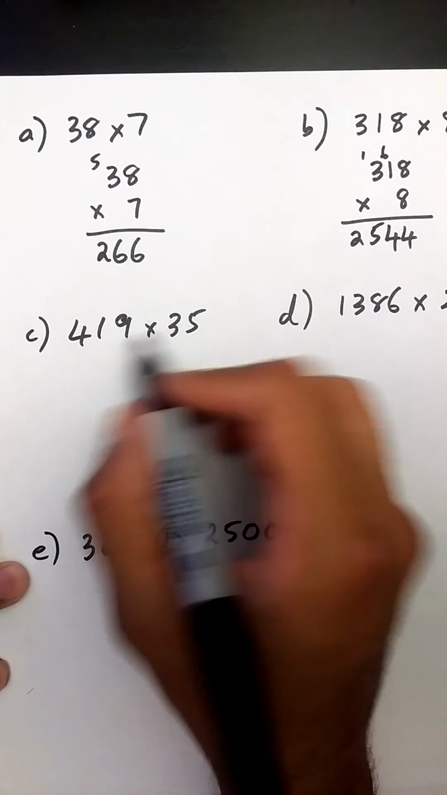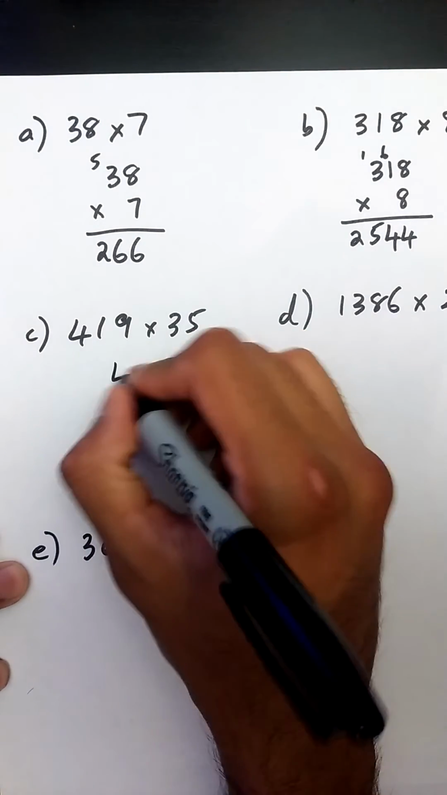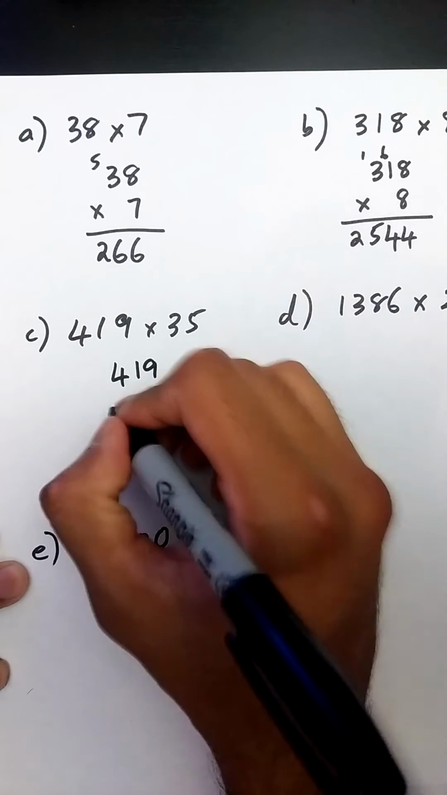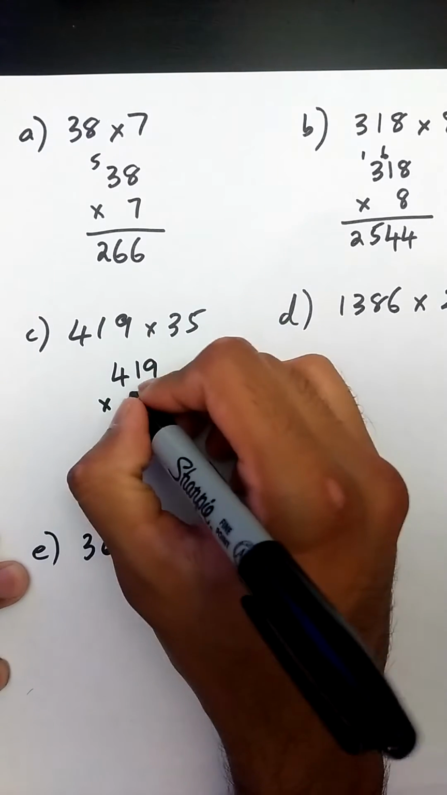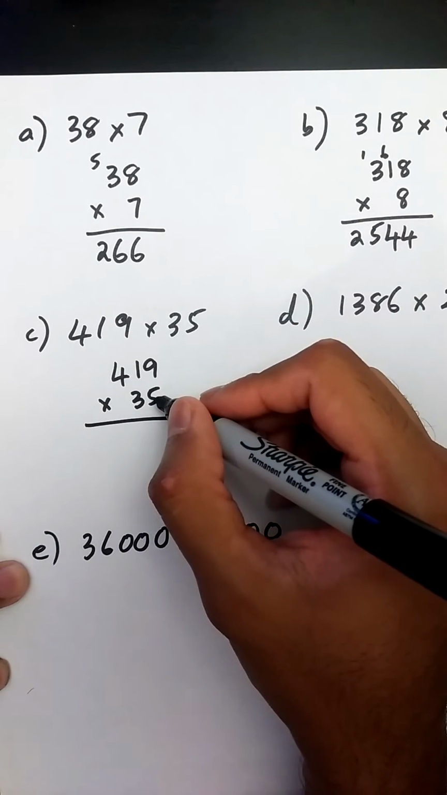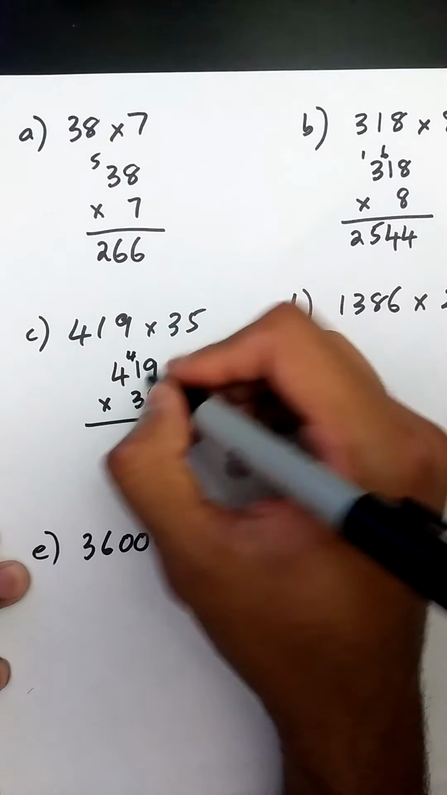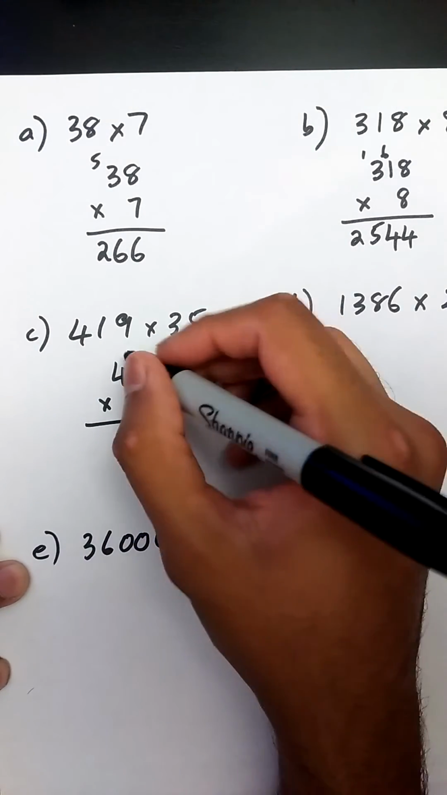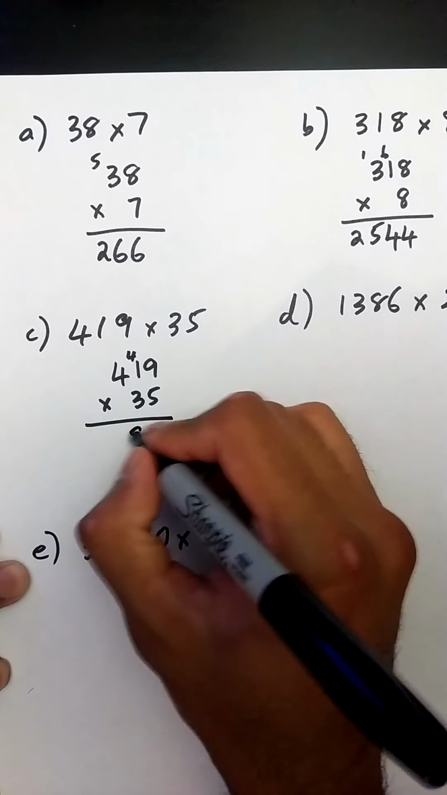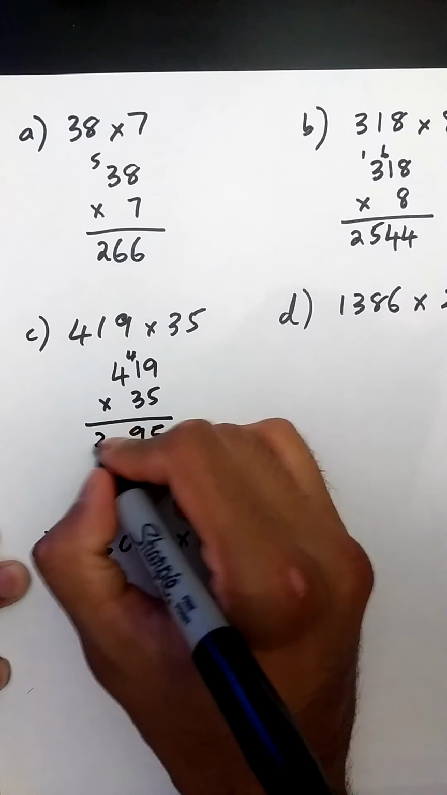In this next example, we can see that we have more than one digit in both numbers, so slightly longer problem, some extra steps. Again, I'm going to multiply the numbers by the 5 first. So 9 times 5, 45. 1 times 5 is 5, plus 4 is 9. And 4 times 5 is 20.